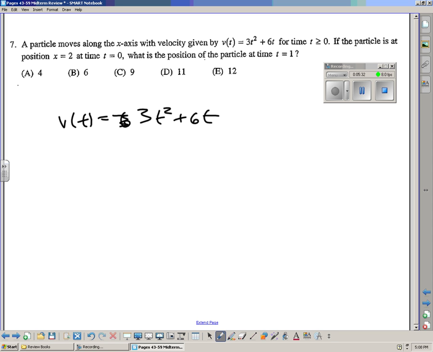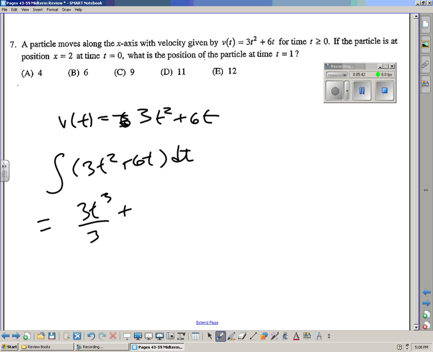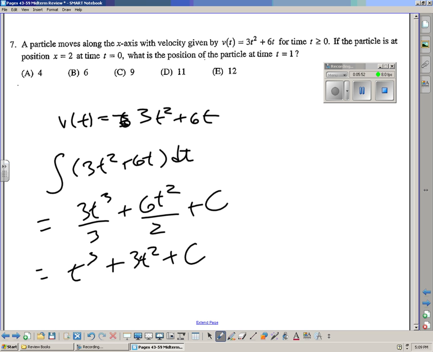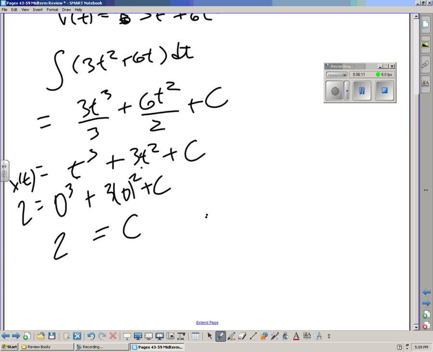If we want to go backwards to position, we take the antiderivative, which is we add 1 to the power divided by the new power, plus add 1 to the power divided by the new power, plus c. Simplifying, we get t cubed plus 3t squared plus c to be our position function. Now we don't know what c is, but at time t equals 0, the position is 2, so 2 is equal to 0 cubed plus 3 times 0 squared plus c, making c equal to 2, otherwise known as the initial position. So now we have x of t to be t cubed plus 3t squared plus 2.